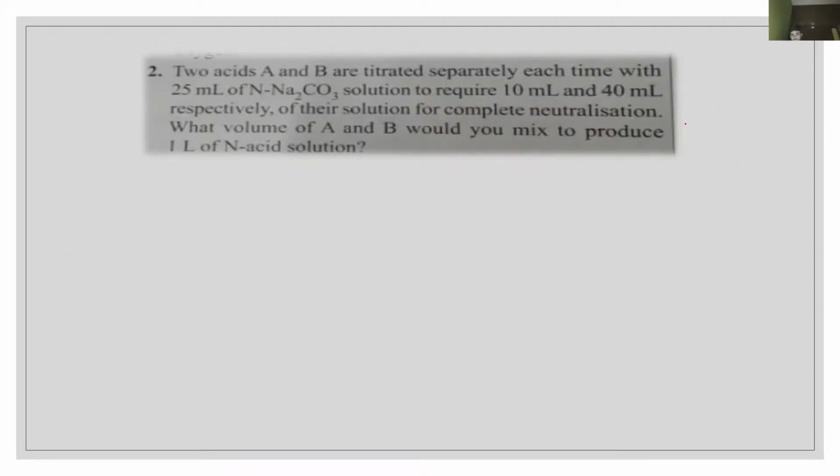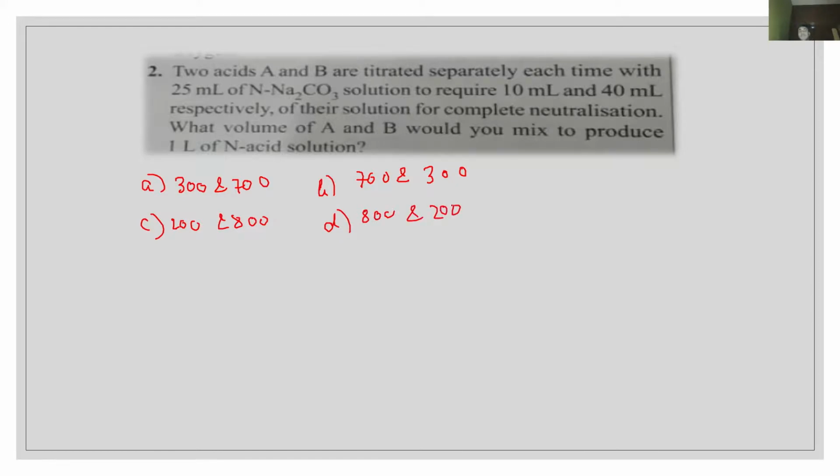So next question. Read the question. I am giving the options till then. Option A, 300 and 700. Option B, 700 and 300. Option C, 200, 800. Option D, 800 and 200. So you have read the question. I am repeating it again.